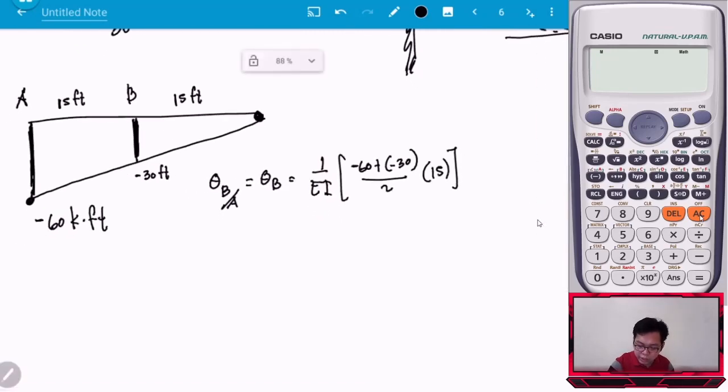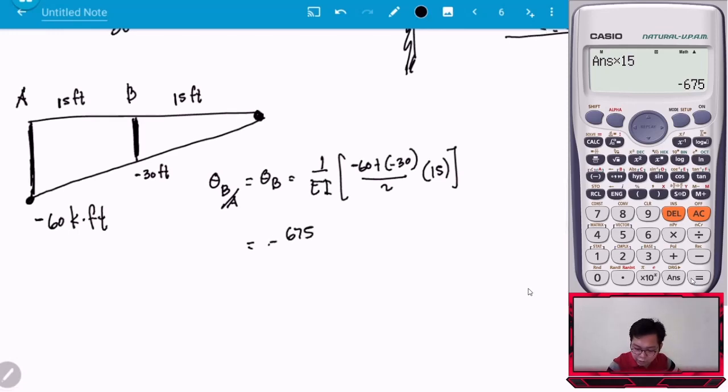Okay? So, yung area natin, that is actually negative 60, so 90, divide by 2, that's 45, no? Tama, 45, and then multiplied by 15. So, negative 675. So, that is actually negative 675 over EI. So, ito na yung slope natin, guys.